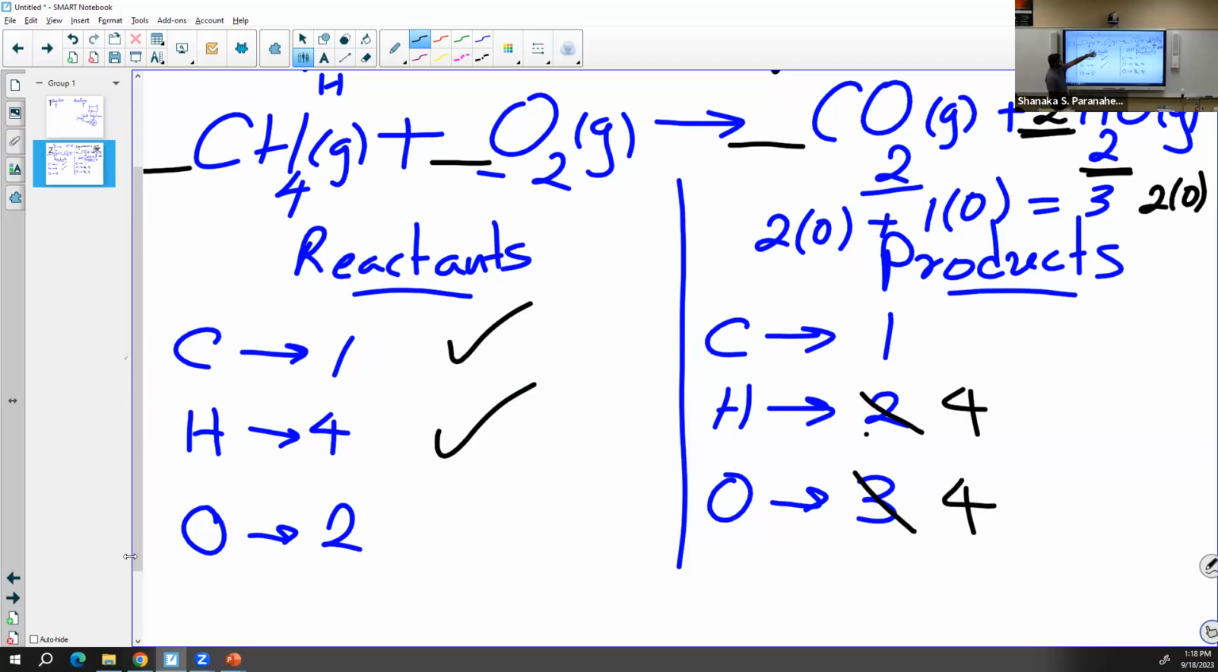So if you look at oxygen, the molecule we have on the reactant side, we need 2 more oxygen atoms for the product side, reactant side. So simply we can add another oxygen molecule. 2 times 2, new number of oxygen is 4. So now all 3 are balanced. Any question?